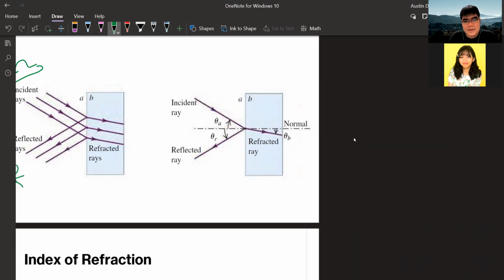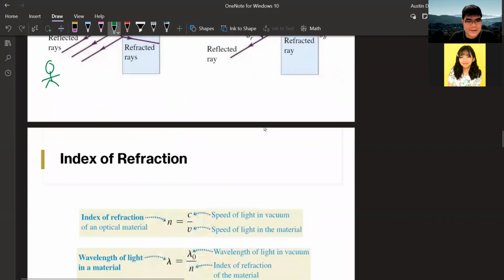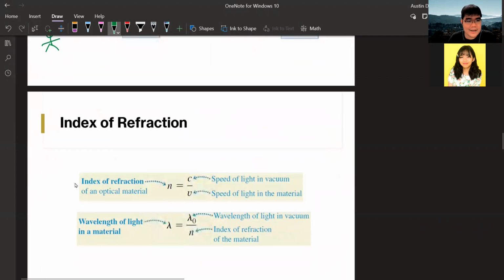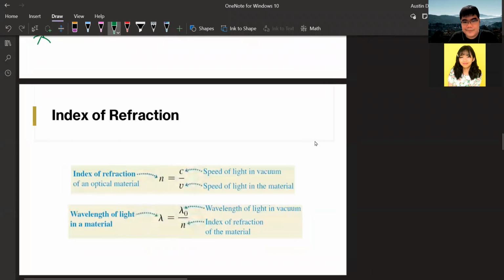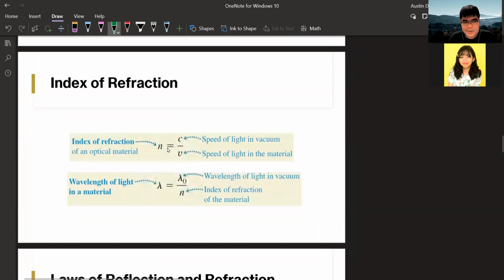Okay? And then the refraction of the light is dependent on the index of refraction, which is measured by the ratio of the speed of light in the different regions. Okay? So, si N ay yung index of refraction. So, C over V lang siya. Okay? C over V.